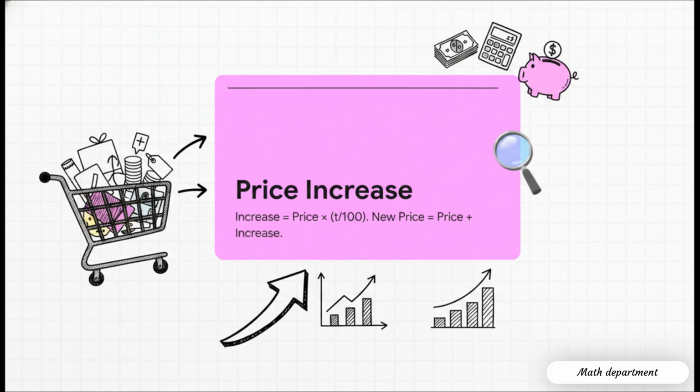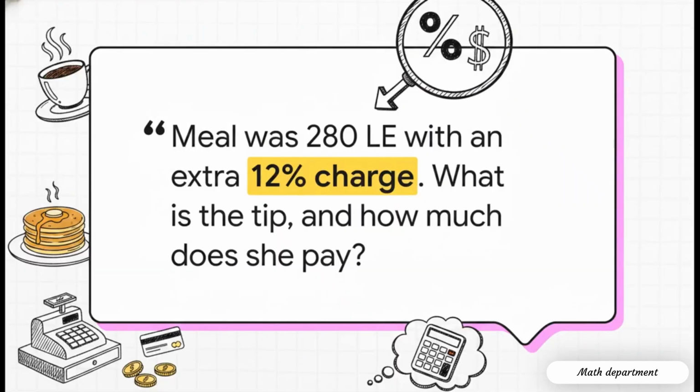When an item increases due to a tax or service charge, let's just call that T%, we still find the base value by multiplying the original price by T over 100. But for our final step, finding the price after the increase, we are adding that increase value back to the original price, not subtracting it. This brilliantly illustrates everyday math.